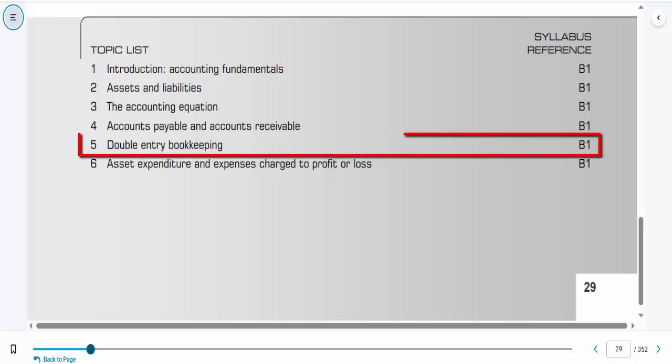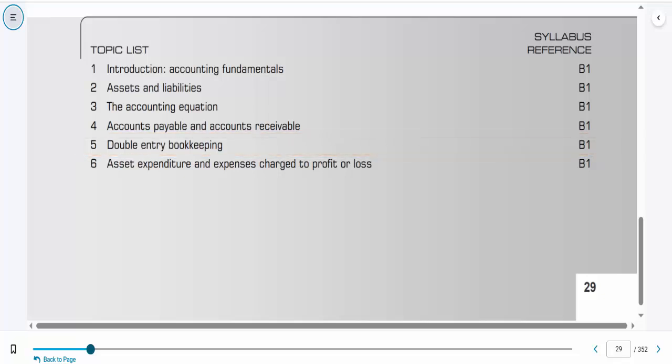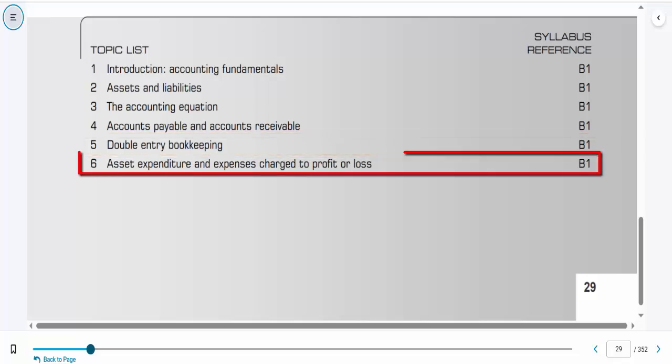5. Double Entry Bookkeeping. This is one of the most important skills in accounting. You'll learn how every transaction has two sides to keep the books balanced. 6. Capital Expenditure and Revenue Expenditure. Lastly, we'll look at two different kinds of spending, capital and revenue. Understanding these will help you see the difference between spending for long-term growth versus day-to-day costs.